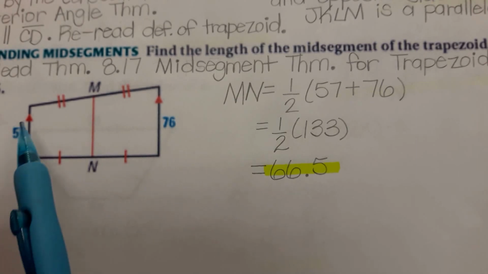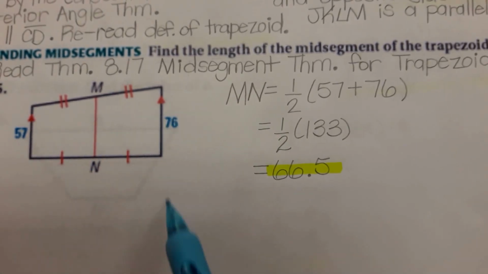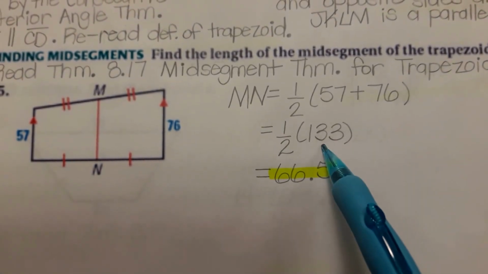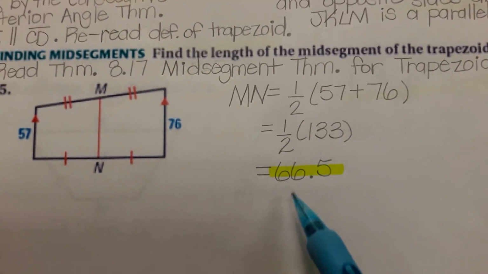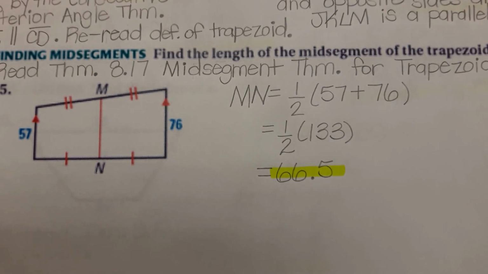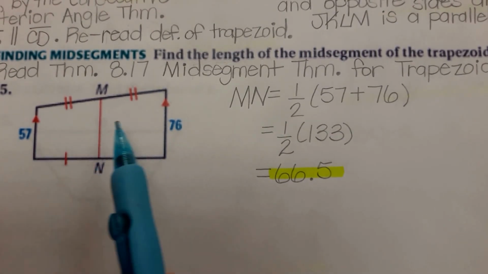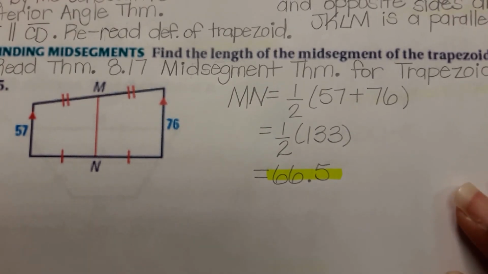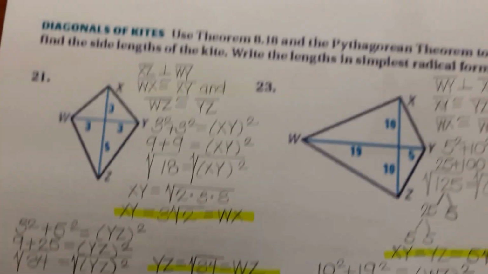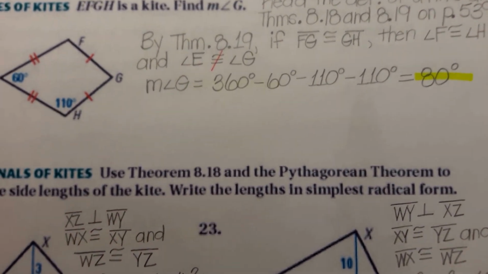If you notice here, I know that 57 plus 76 is 133. And to find the mid-segment, I have to take half of that number to get 66.5. And that's all you do. You add the two sides and then you divide by 2 to get your mid-segment. Going on to number 19.